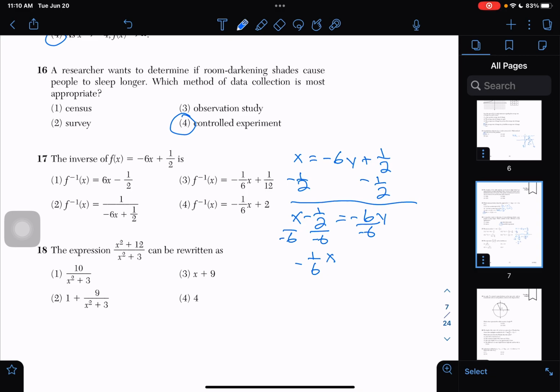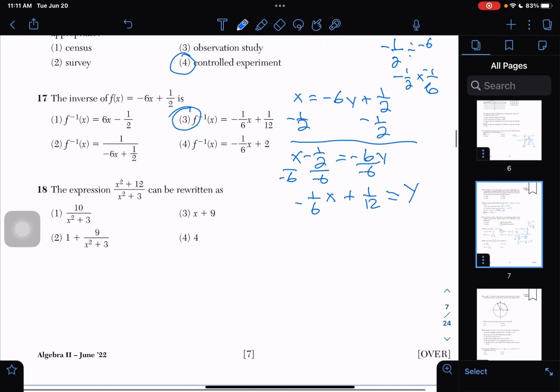When you divide negative 1/2 divided by negative 6, you have to change to multiplication and flip this. So that's 1/6, this becomes plus 1/12 is equal to y. So this is choice number 4. Number 3. Right, negative 1/2 x plus 1/12, good.